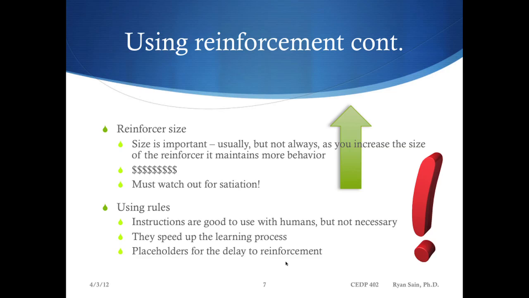Well, that's pretty much it for that one, I think. Oh no, I got one more. Yeah, placeholders for the delay to reinforcement. We're going to talk about this in much more detail as we go on later in the quarter. But oftentimes rules are simply placeholders. I'm saying that I know I'm going to get a reinforcer because the rule says I am. Just being able to recite that rule to yourself will bridge that gap to reinforcement.